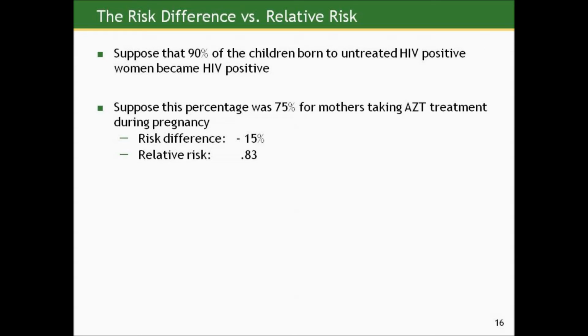On the flip side, suppose that 90% of the children born to untreated HIV-positive women became HIV positive. And suppose that this percentage was 75% for mothers taking AZT during pregnancy. Well, here again, the risk difference, AZT to placebo, is negative 15%, like we saw in the original study, but the relative risk is a lot less dramatic. It's 0.83. And that's because the overall risk is a lot higher than we saw in the original study. So even a similar absolute decrease is proportionally not as striking.